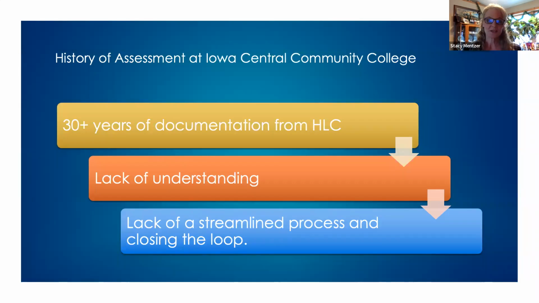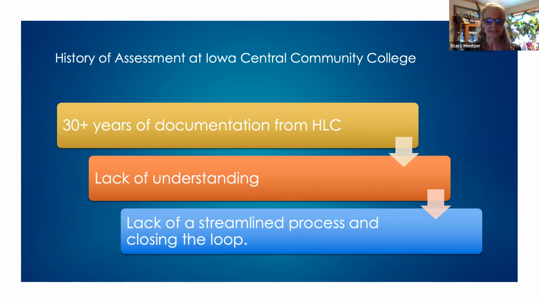So when we talk about the history of assessment at Iowa Central Community College, the history is very long. Assessment is something that we do every day, whether we know it or not. For 30 years, well over 30 years, we've had some form of documentation from the Higher Learning Commission and also the Iowa Department of Education on our lack of information in regard to assessment. Now, the thing about this is that we all know we were doing assessments. We were doing assessments in the classrooms.